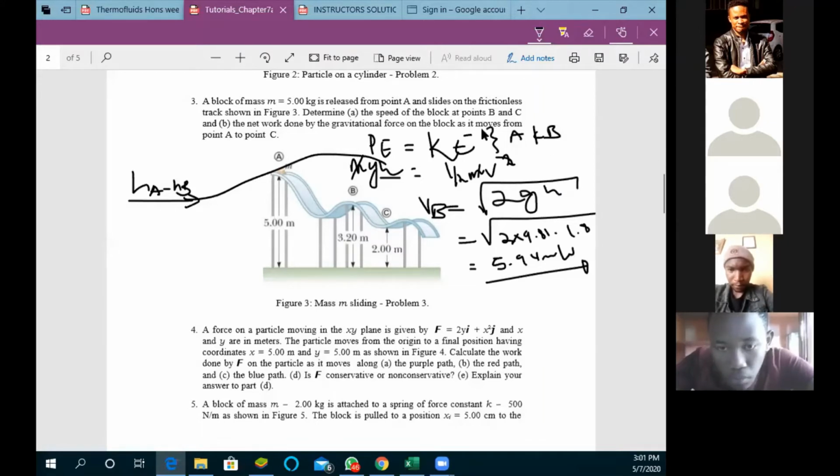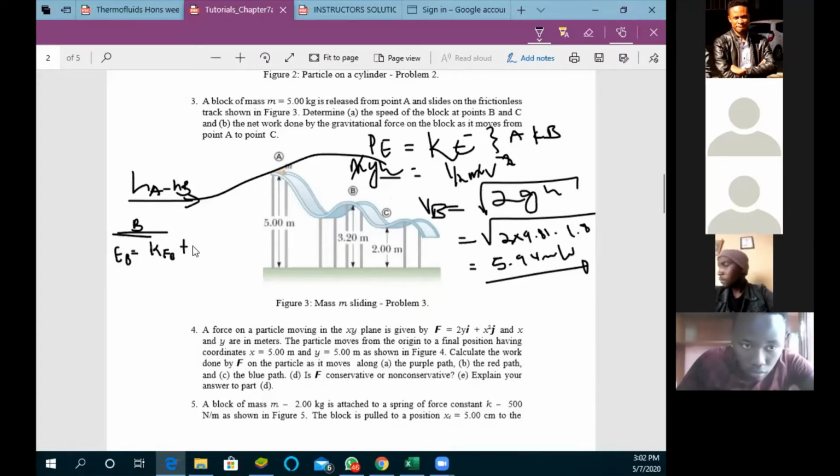Now let's look at point C. We have some certain kinetic energy here at point B. Let's write the parameters at point B. The energy at point B, which I'm just going to call EB, is equal to, because the ball is moving and also it has some potential energy relative to C, mg times h_B minus h_C. So it is the kinetic energy at B plus the potential energy at B relative to C.